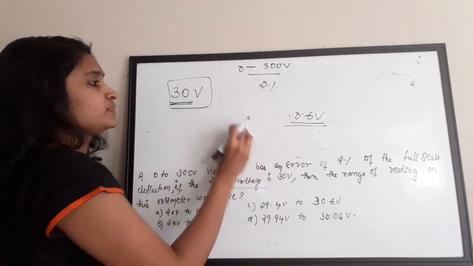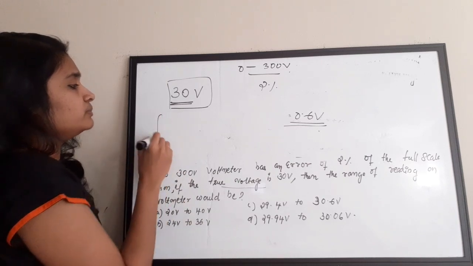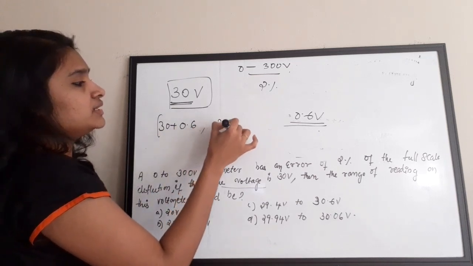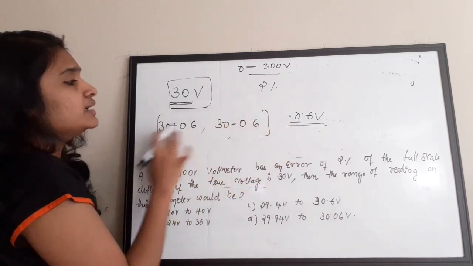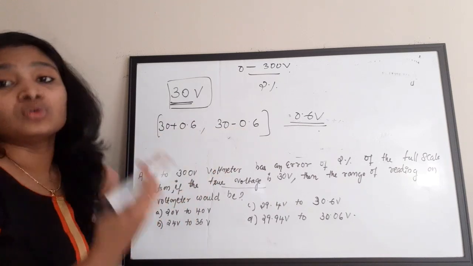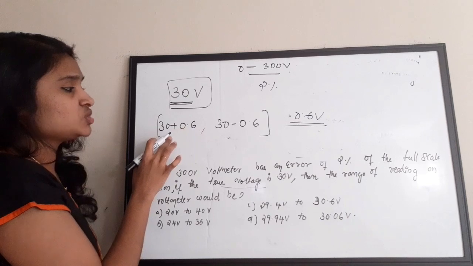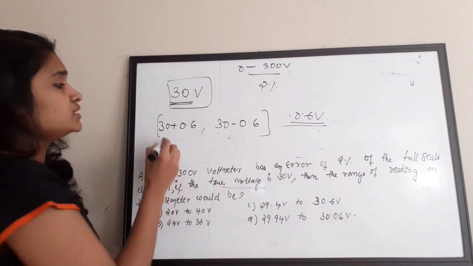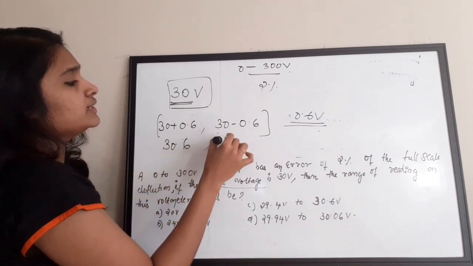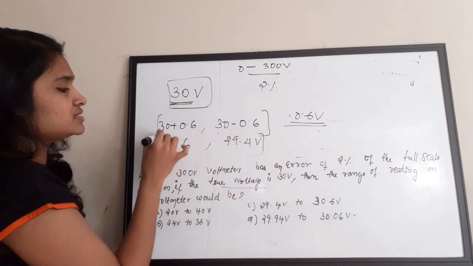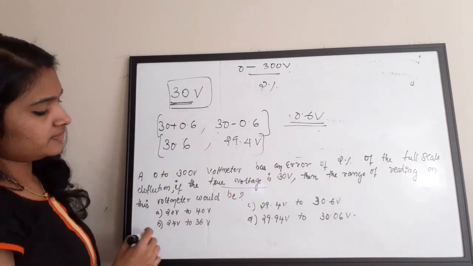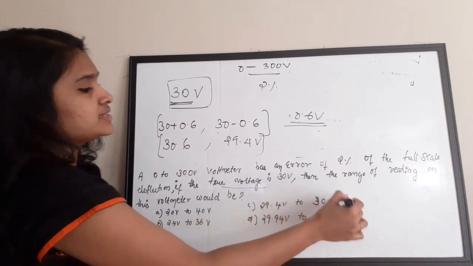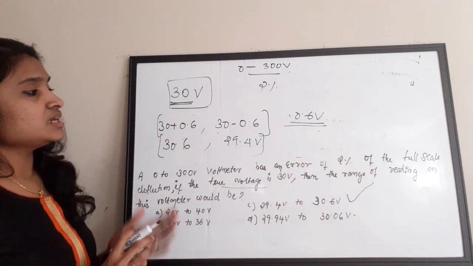That means the voltage can range from 30 plus 0.6 maximum to 30 minus 0.6 minimum. That is, the output can either increase by this much, including this 0.6 error, or decrease by this much. Okay, so it can be 30.6 or it can be 29.4 volt. So this is the range. The options given here are 20 volt, 40 volt, no. 24, 36, no. 29.4, 30.6 is the correct answer. Correct answer is option C, which is 29.4.